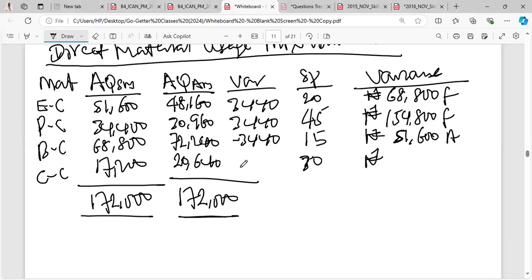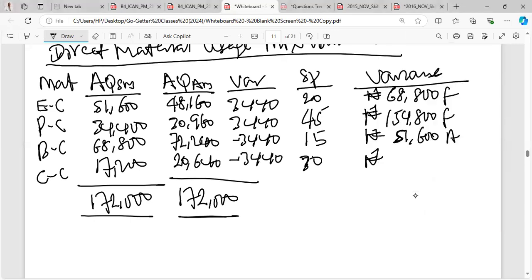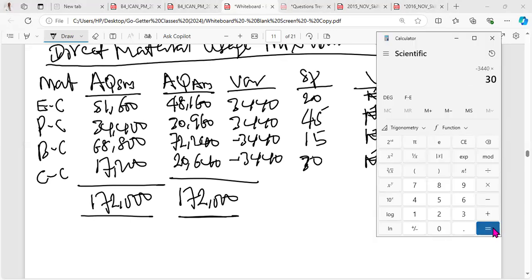I'm guessing what this other one will be. 17,200 minus 20,640, minus 3,440. Are you seeing a pattern here? Multiplied by 30, that is 103,200. 103,200 adverse.